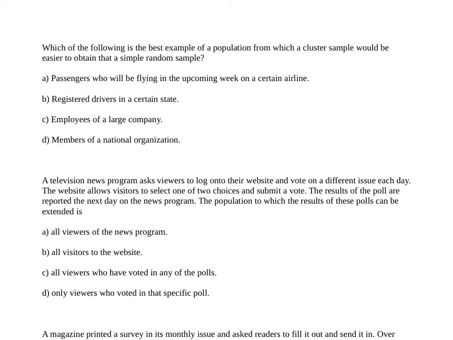Alright, first question. Which of the following is the best example of a population from which a cluster sample would be easier to obtain than a simple random sample? That should say "than," not "that." Right there. No big deal. Alright.